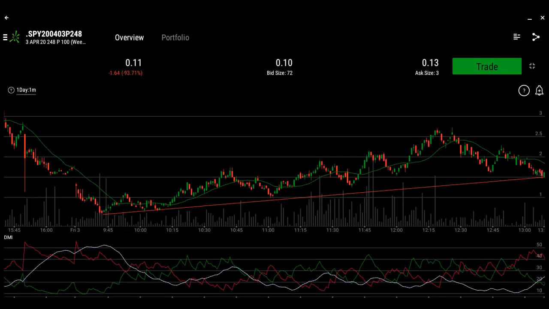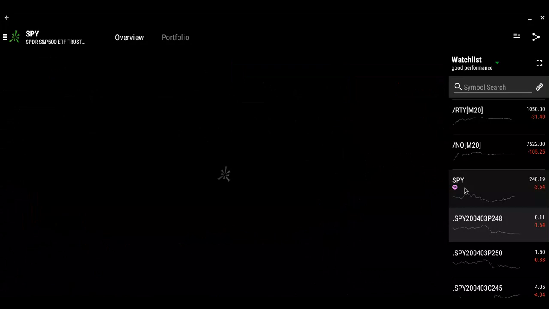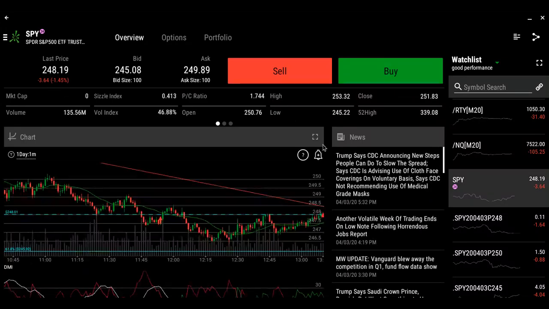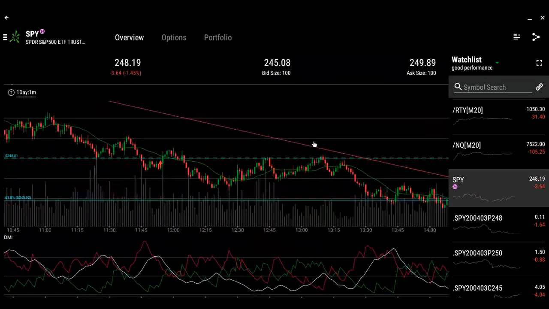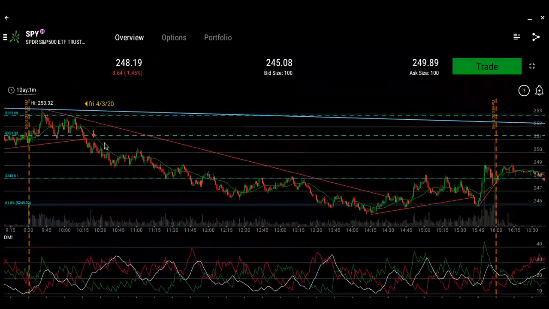What's going on with the Wi-Fi? And let's see, SPY. So we only got a couple more minutes. I just wanted to show you the other trades. So that was my entry point. This was my exit point.